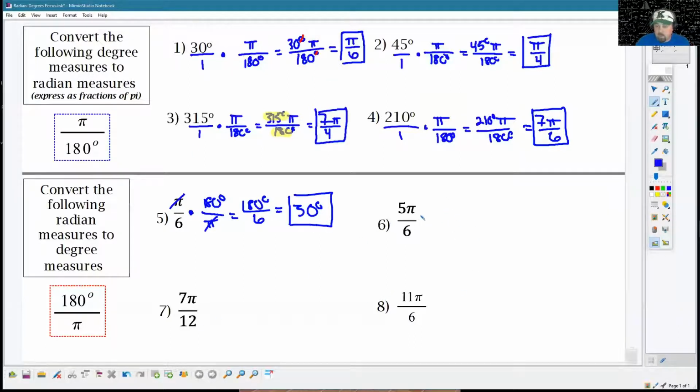For these other ones that have numbers on top and the bottom, we still do it the same way. Put the pi in here, put the 180, divide this out. 5 times 180 over 6. So 5 times 180, hit enter, then divide by 6, is 150 degrees.